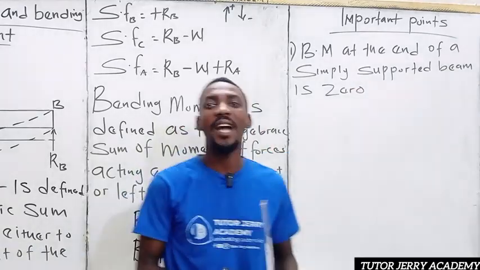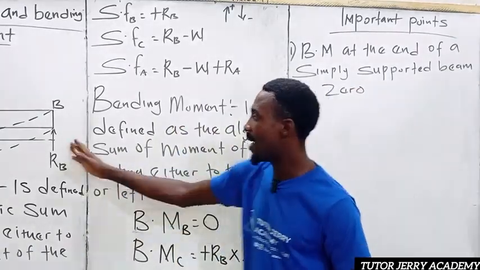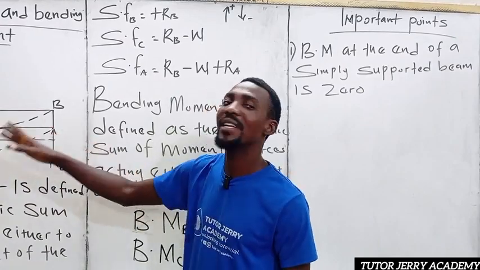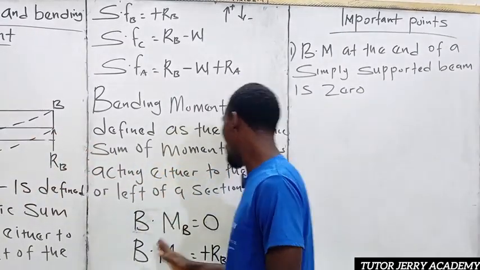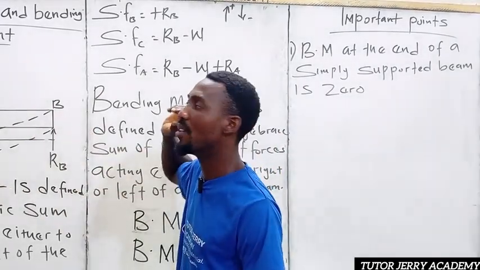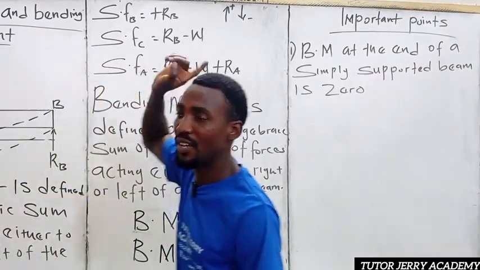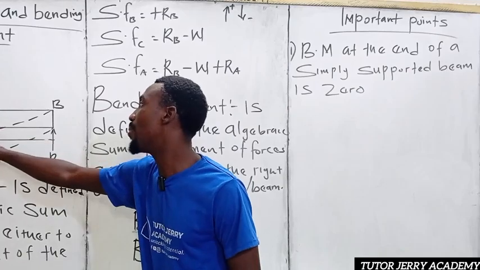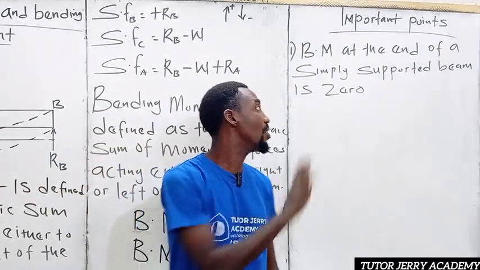Alright, so it means if I have a simply supported beam like this type, if I want to calculate my bending moment, I don't need to go through this process. I only need to calculate for one. I know the bending moment at point B is 0. The bending moment at point A is 0. I only calculate the bending moment at point C. Alright, that is just this.